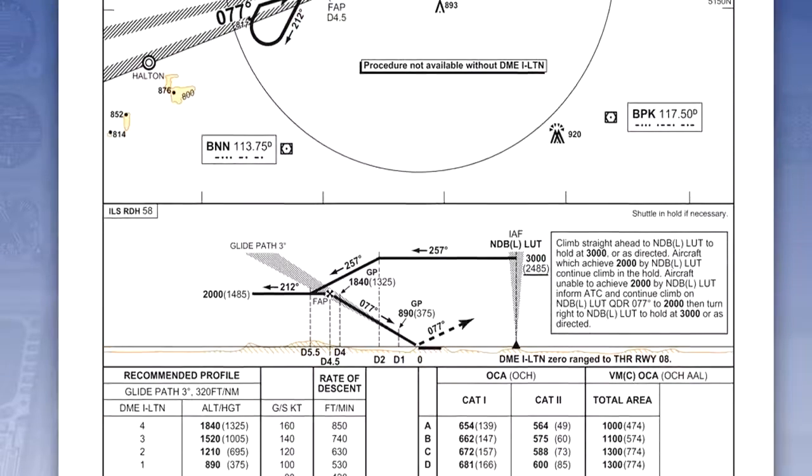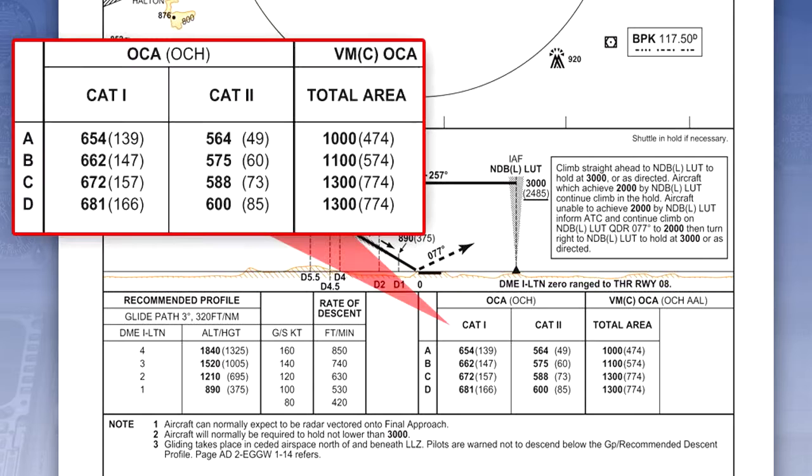For a precision approach, a pilot is required to calculate the point on the approach at which he must either make a decision to land or go around. This is called the decision height or decision altitude.